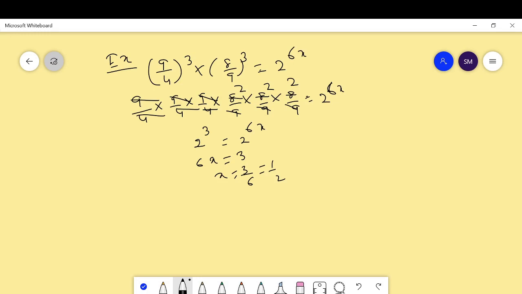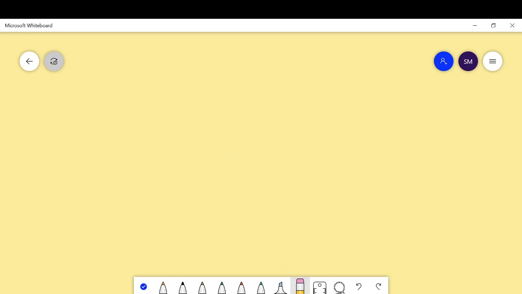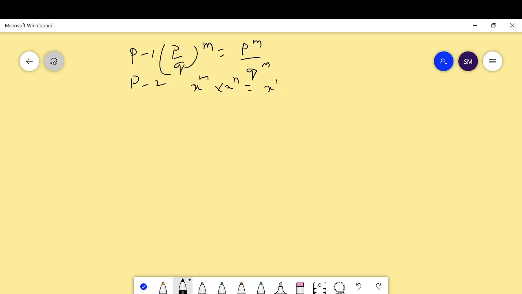Let us summarize all the properties. At first, property 1 says p by q to the power m is equal to p to the power m upon q to the power m. Property 2 says x to the power m into x to the power n is equal to x to the power m plus n. Then property 3 says x to the power m divided by x to the power n equals x to the power m minus n.